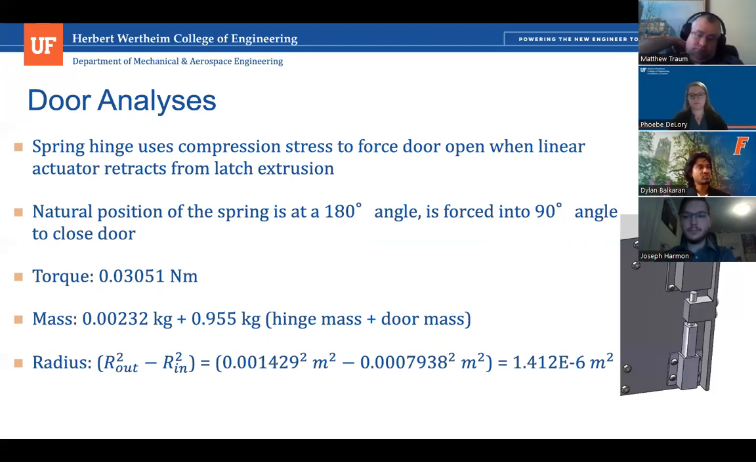torque. This torque is about 0.03051 Newton meters, and using the mass of the spring and door, which was 0.00232 kilograms plus 0.955 kilograms, and the radius of the spring, which was attributed to the squared radius of the outer spring loop minus the squared radius of the inner spring loop, we were able to determine an angular acceleration.